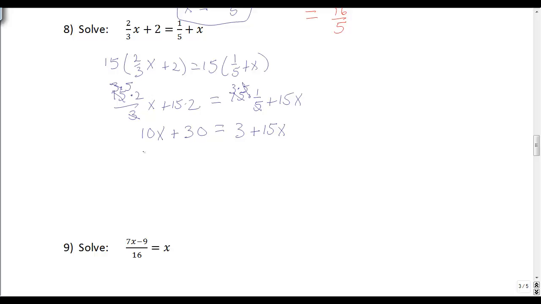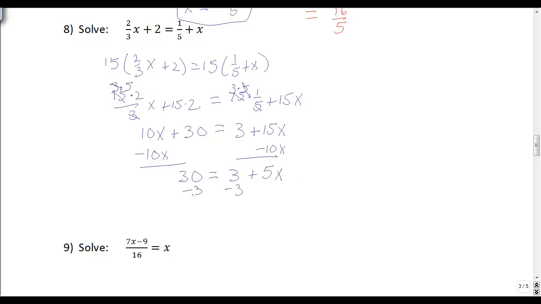I'm going to subtract 10x from both sides, move all the x's to one side or the other. I'm going to choose to subtract a smaller x so I get a positive coefficient on the x. You don't have to do that, but it just makes me feel more comfortable with things. So I get 30 is 3 plus 15x minus 10x. 15 minus 10 is 5. And then I get the x.